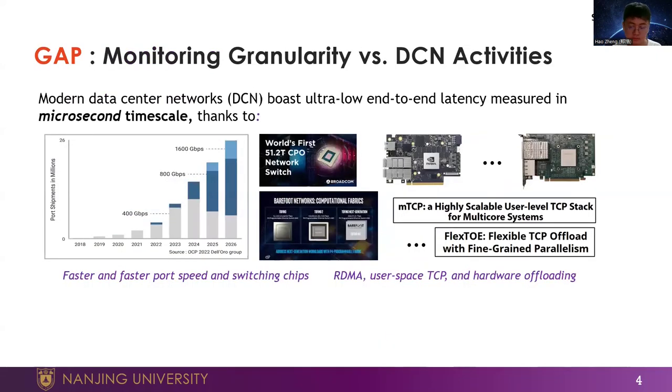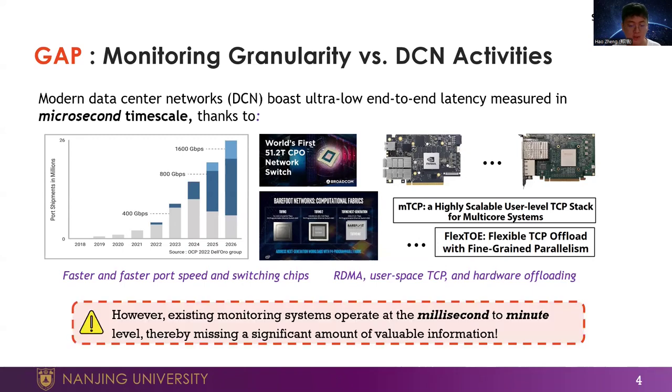Okay, here is the problem. There is a gap between monitoring time granularity and activities in data center networks. Modern data center networks now have ultra-low latency measured in the microsecond time scale. This is achieved thanks to many advanced techniques such as RDMA and faster network devices. With these techniques, the flow behaviors and congestion events now occur at the microsecond time scale too. However, current monitoring systems operate at only millisecond to minute level, missing a lot of valuable information.